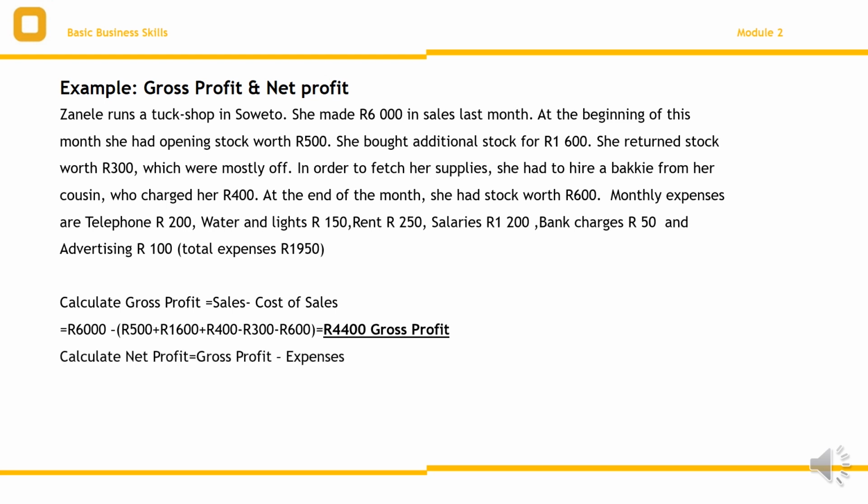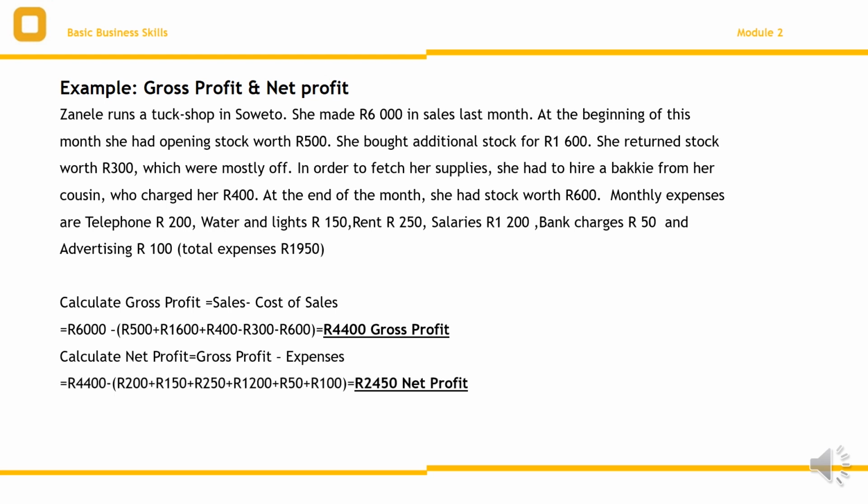We also need to calculate Zanele's net profit. So how do we calculate net profit? We calculate it as gross profit less expenses. Remember, there are certain expenses that were not covered when we were calculating our gross profit. So we already know that Zanele's gross profit is 4,400.